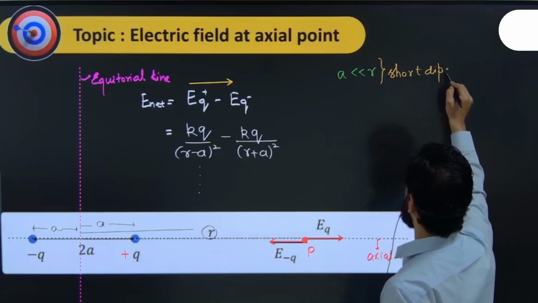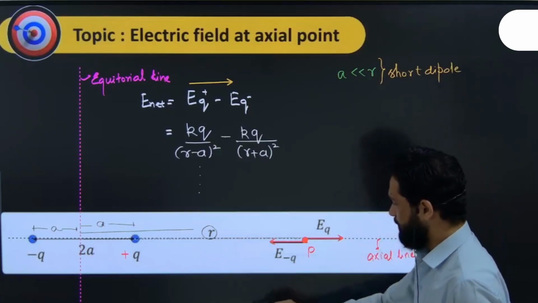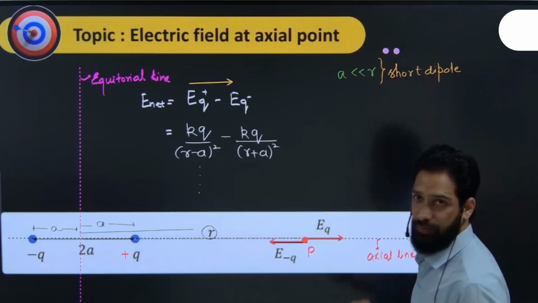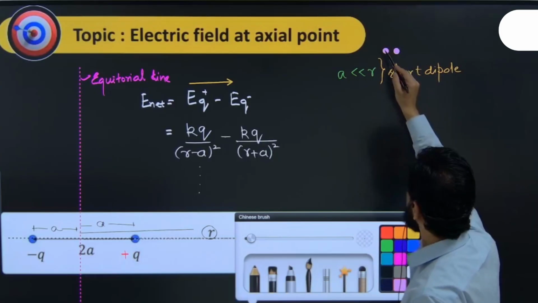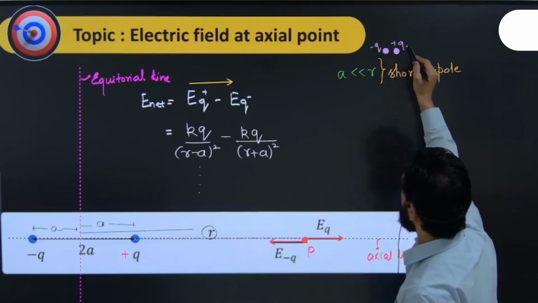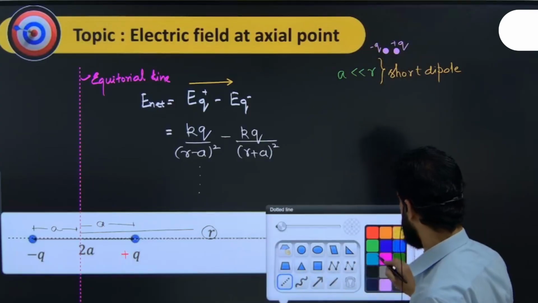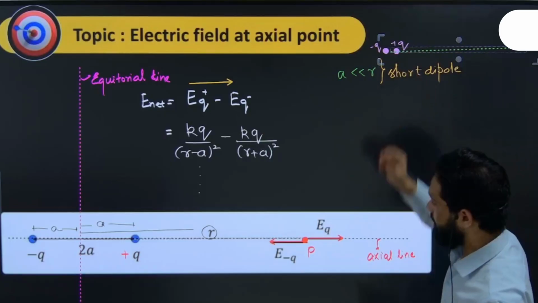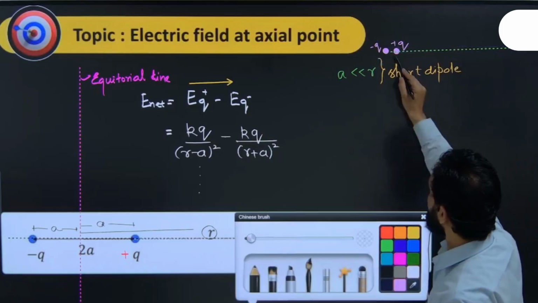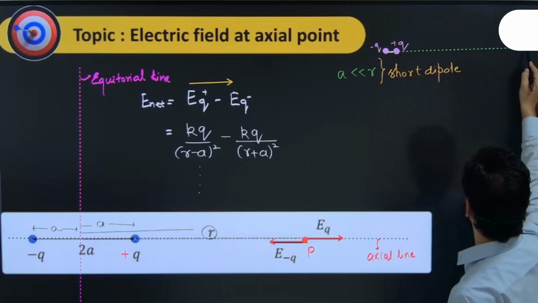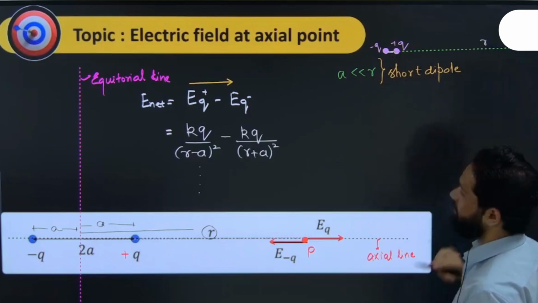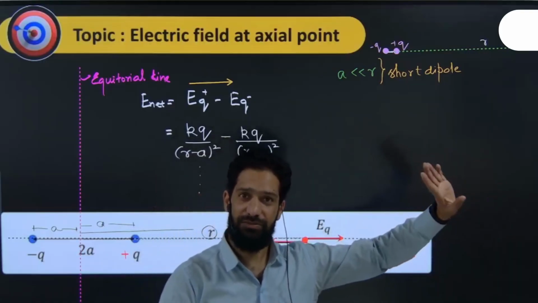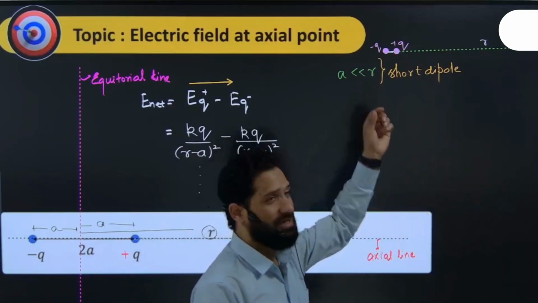Short dipole. You can imagine a short dipole by just having two charges. Let this be the dipole, plus q, minus q. And you are taking the point at a much larger distance here. I mean, the dipole is so short that its length is very, very small as compared to the distance where you are finding the electric field. The point on an axial line is at a much larger distance, and the length of the dipole is very short.